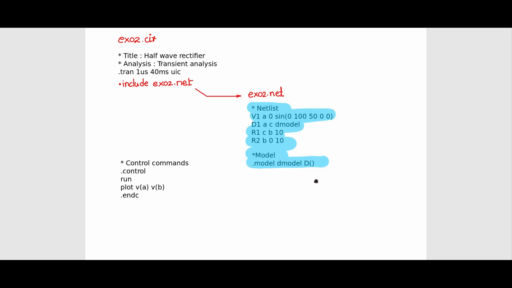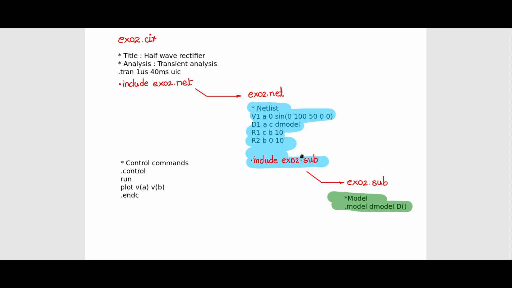So let us mark this model and push it into another file called ex02.sub. This extension .sub is optional. You can have it as .sub or .lib or any other extension, but .sub is very descriptive because it describes sub-circuits. So let us push this model part into this sub-circuit file. And this model has to be accessed by the netlist. Therefore, let us have a .include here, including ex02.sub.